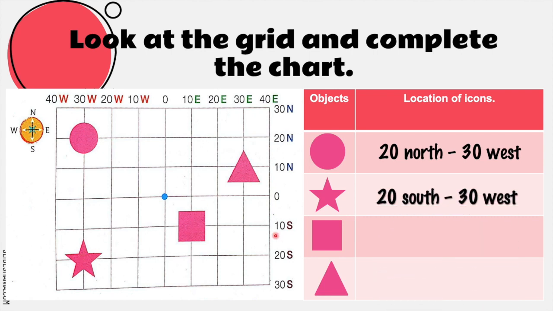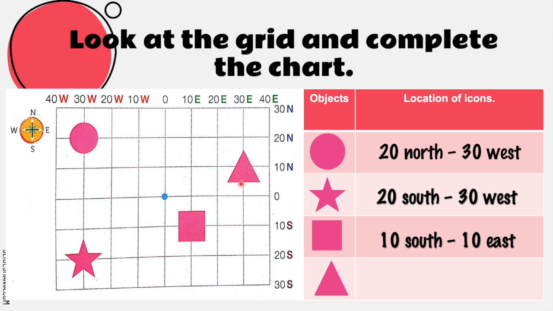Excellent. Now let's do pink square. Again, remember, this blue circle will be your point of reference. So tell me, where is the square? Very good. The square is 20 south and 10 east.